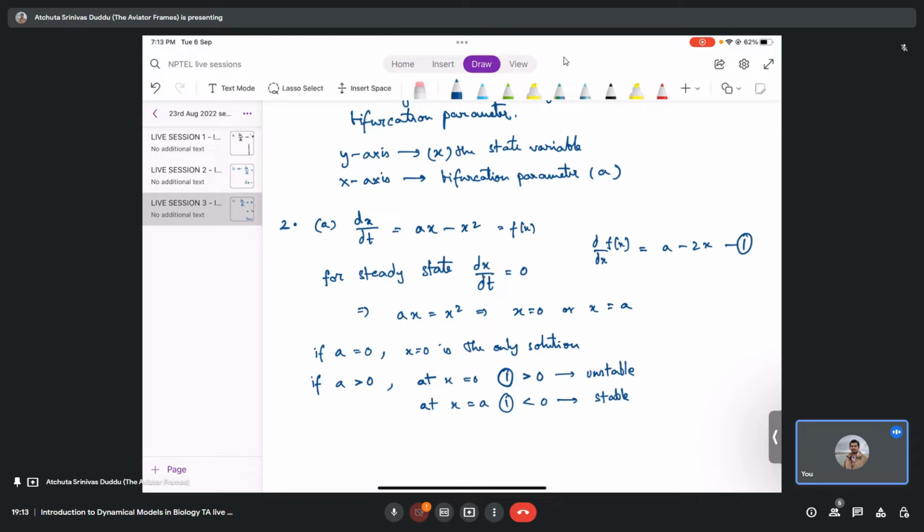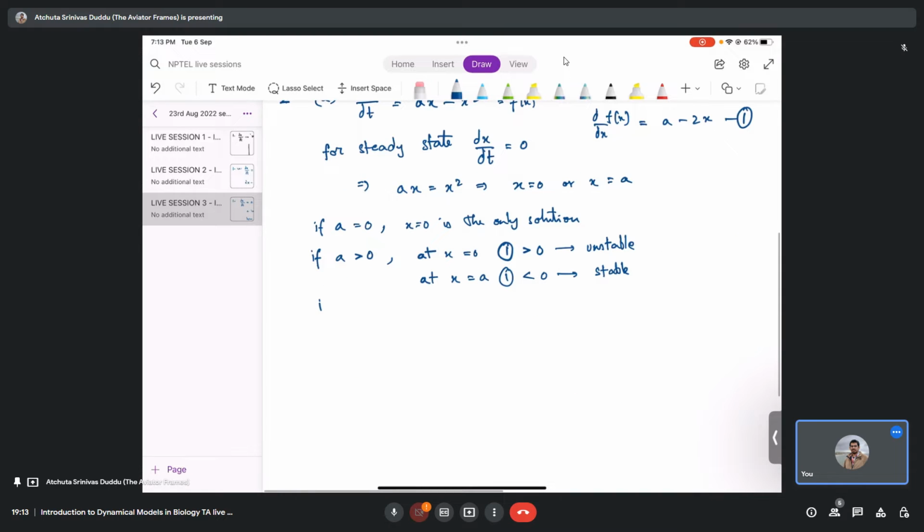If you remember, we had seen this before: taking the derivative of the function given, that is to say dx by dt with respect to x, we have this a minus 2x here, and we check its sign at the particular steady state. If it's negative, it is stable, and if it's positive, it's unstable, right?